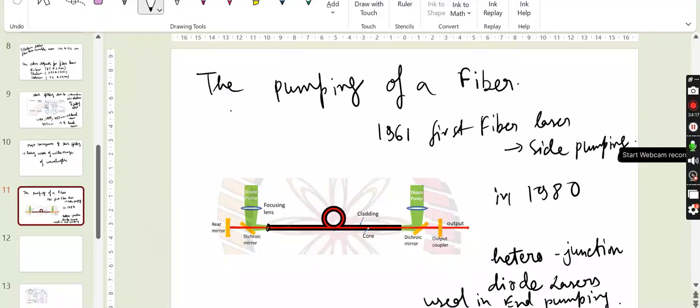The red portion of the fiber is the core, and the black is the cladding, and the optical pumping light travels like this, and in its path it activates the dopant, which is ytterbium most of the time. And we will use diode lasers which emit at 975 nanometer and 950 nanometer.